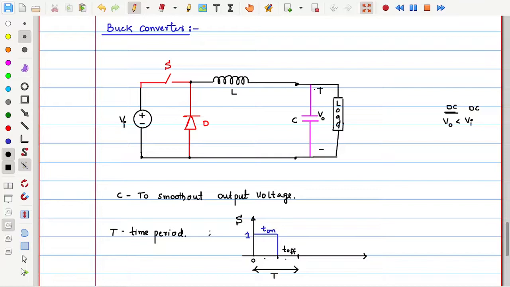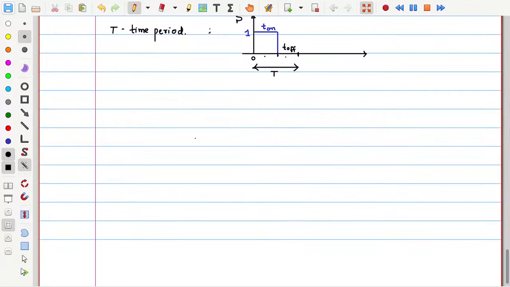Now let us have the diagram for these two situations. So situation 1, case 1 is T on, the on state period, let us say T on or on state. So in on state, what happens?